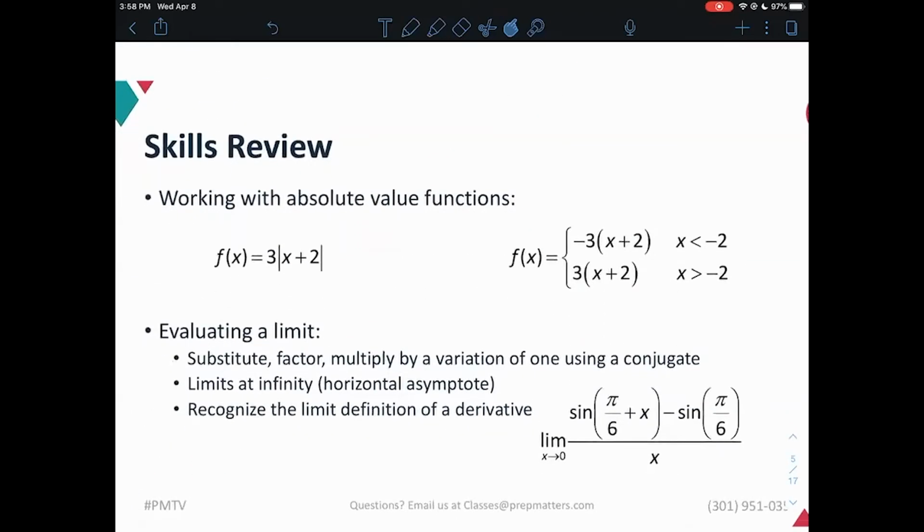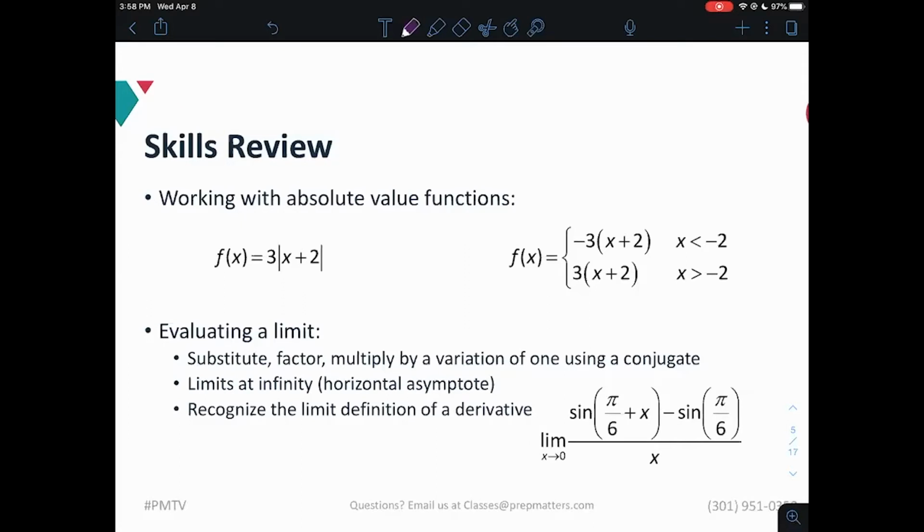In addition to reviewing some of the concepts that we talked about last week, I also want to quickly review some of the skills that we talked about last week, one of which was rewriting an absolute value function using a piecewise function instead. So just very quickly, I had a lot of questions about this one, so I want to make sure that we either remember this or can see this.